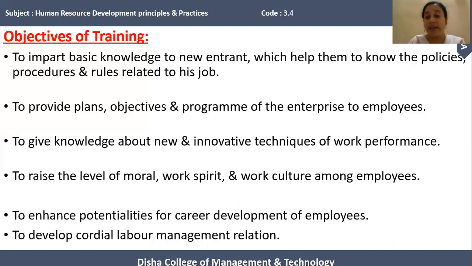So for making the human resources more comfortable with the new and latest techniques, the organization provides some training to the human resources. The next objective of training is to raise the level of morale, work spirit, and work culture among employees.